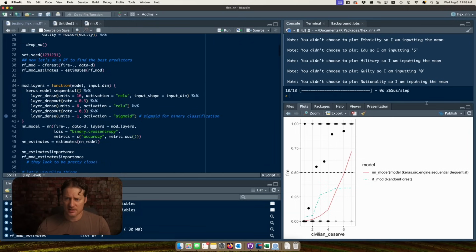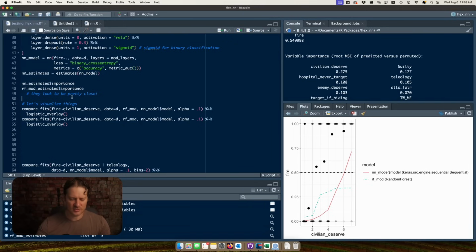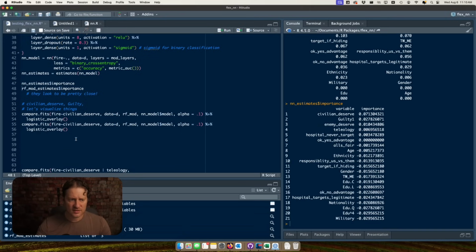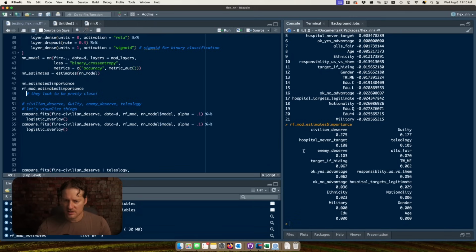Let's go ahead and look at, let's see, I'm just making a note of what I need to look at. Look at civilian deserve, guilty, enemy deserve, teleology, and then let's see, am I missing anything else? I'll go hospital never target. So I'm taking the first 4 for both of them. All right, so we did civilians deserve. Now let's do guilty.